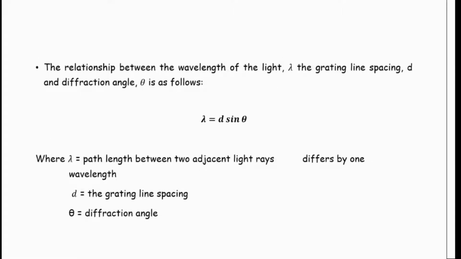From here, the relationship between them is lambda equals D sin theta, where lambda is the path length by which two adjacent light rays differ, D is the grating line spacing, and theta is the diffraction angle.